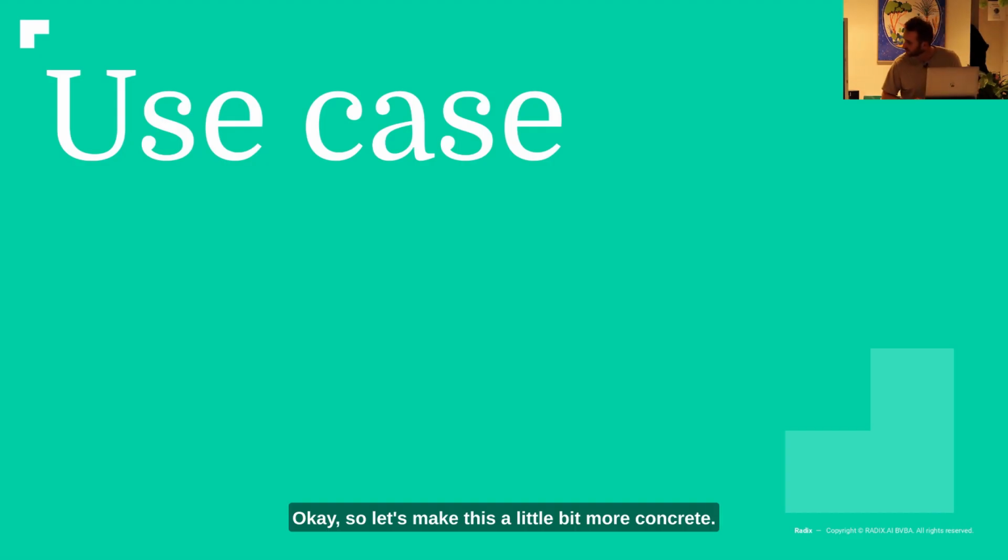Okay, so let's make this a little bit more concrete. Use case. For this, I will present the use case of a small company in Ghent. They are called Tokua, and Tokua tries to implement a predictive maintenance strategy for ships, because a lot of ships still do not have the right maintenance strategy.